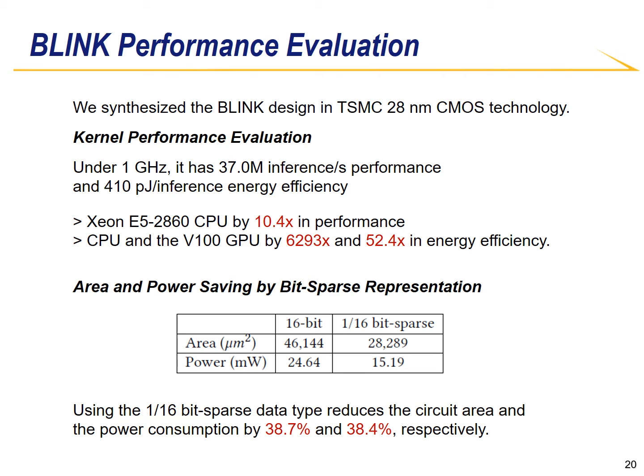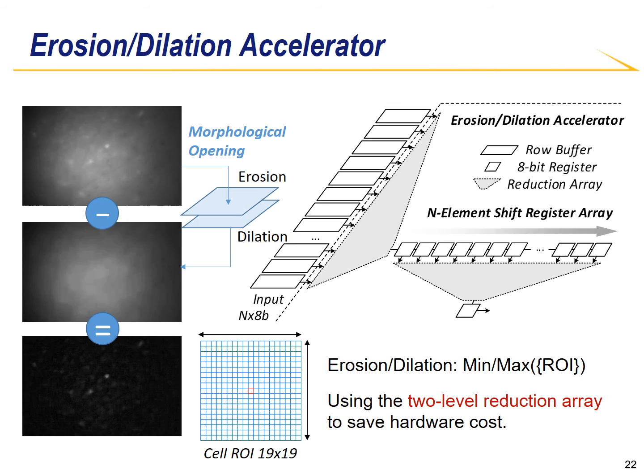Finally, we show our demonstration work on the FPGA. For the image enhancement, the morphological opening we adopted consists of two consecutive steps: the morphological erosion and the dilation. These two operations are equivalent to the min and max filtering in 2D. We designed customized erosion and dilation accelerators for them. Our accelerator makes use of the two-level reduction array structure to improve the efficiency by saving the hardware cost, and the accelerator can achieve 1 pixel per cycle throughput.